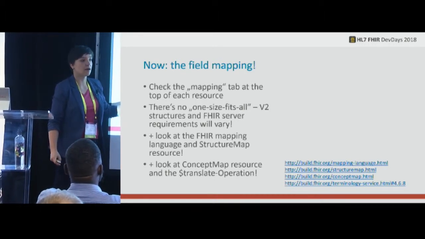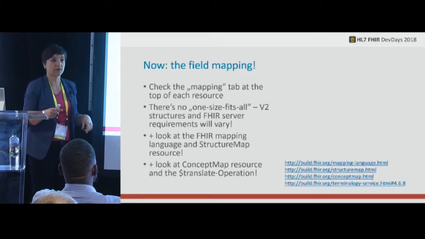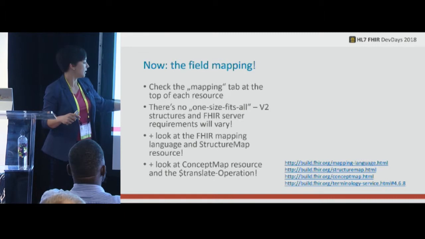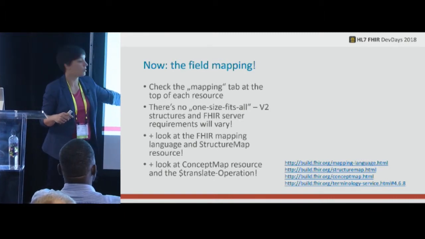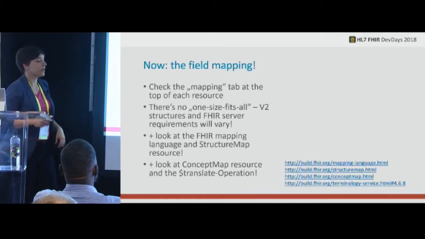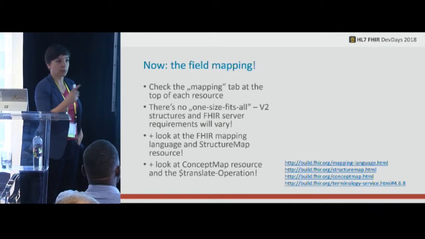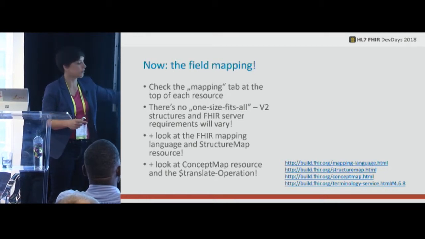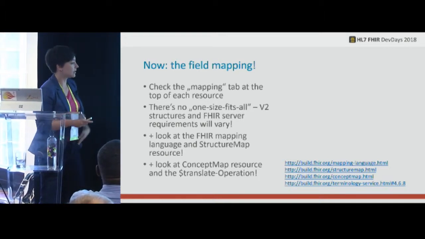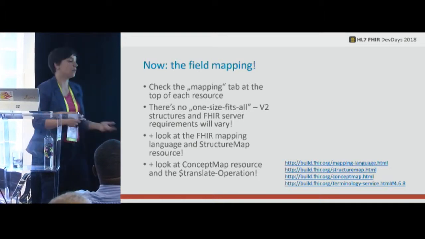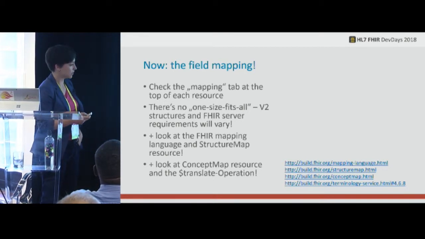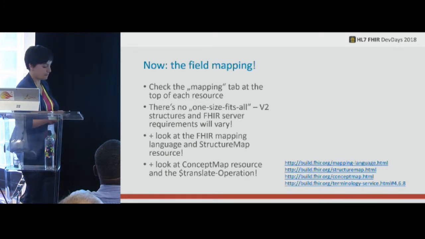If you want to join in doing the exercises that I prepared, in the last coffee break, I added an example on how to use this concept map and the translate operation to actually do that. It took me a little while to find a server that properly handles this operation. It's not very commonly implemented right now, but I found one, and I also added an example concept map resource that you can use to map the patient gender from the version 2 value set to the FHIR value set using the $translate operation.